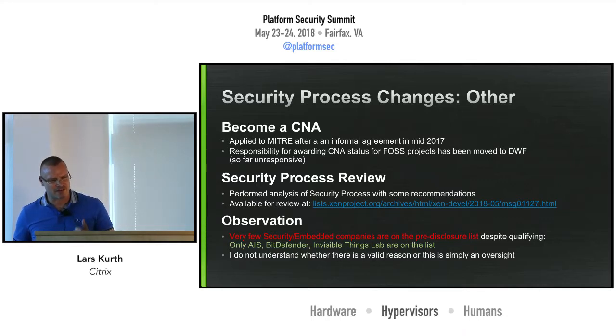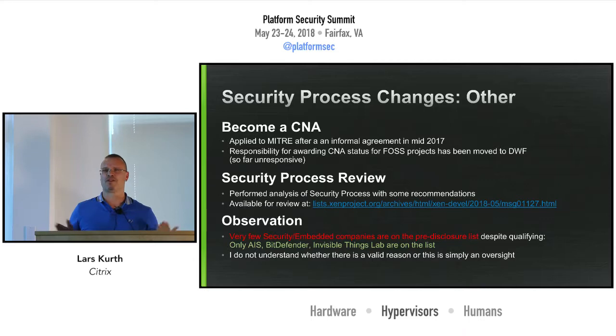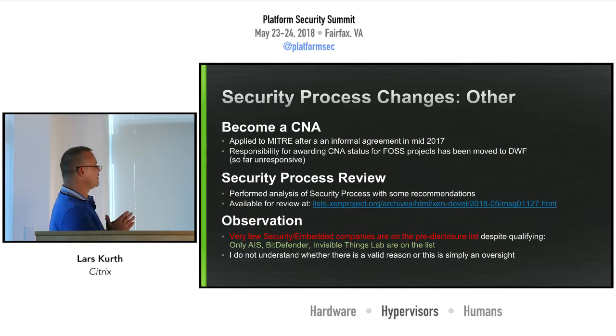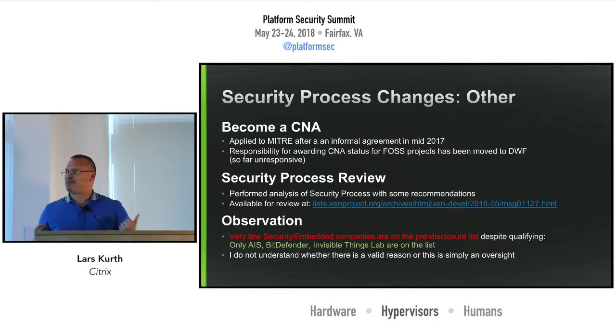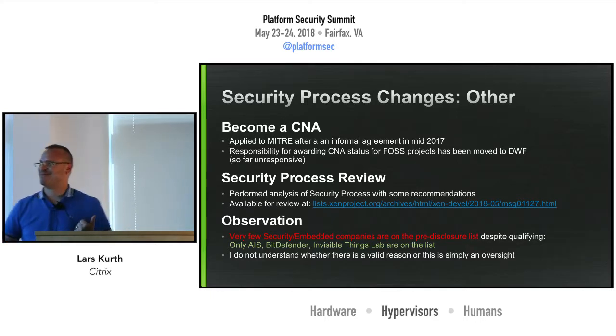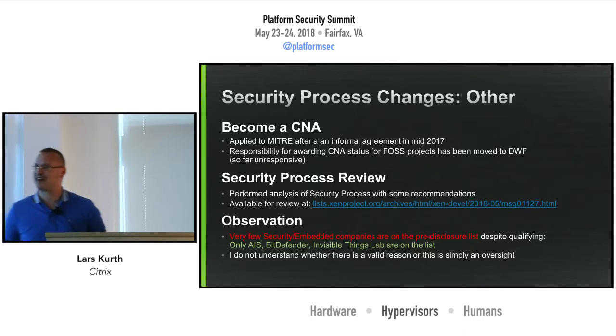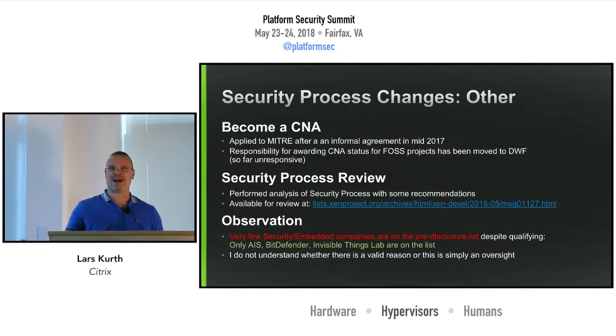And then I had a few observations as well. We do responsible disclosure, and we have quite a lot of companies and organizations on our pre-disclosure lists because they qualify. What's interesting is that in the security space, only AIS, Bitdefender, and Invisible Things Labs are on that list, and I don't really understand why. As people in the security industry, I would say, if you have a product which is Xen-based, you should probably be on that list and apply for membership. Come to me afterwards if you want to know how that works.